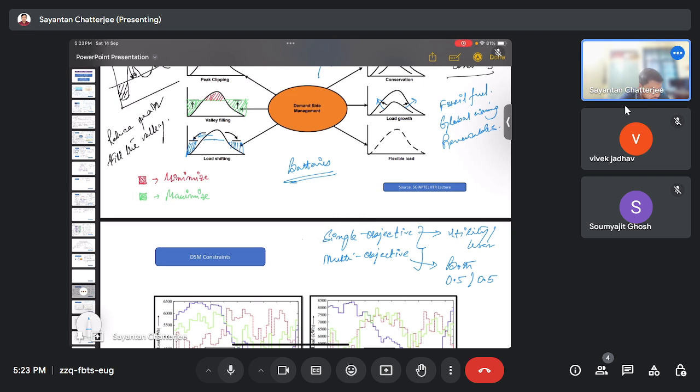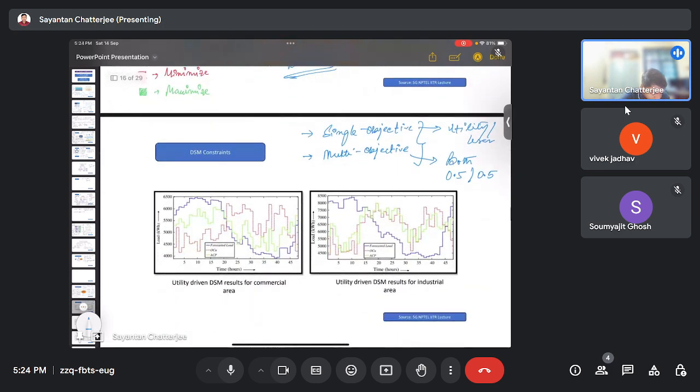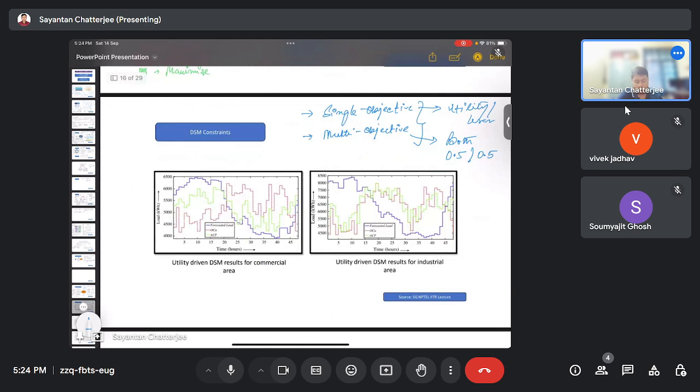In both these techniques, our major aim is to reduce the peak demand, and by using these we can see that the peak demand can be shifted from one point to the other. So here we can see that this is the demand load curve.